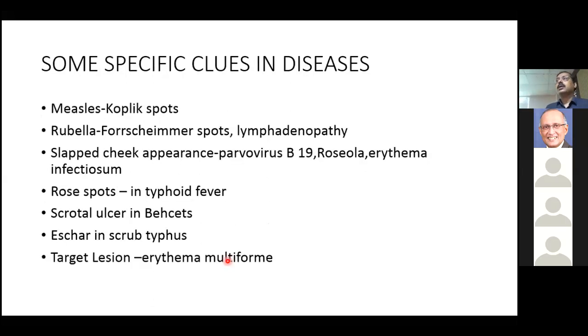Now, very often people ask, sir, can you give some clues to say that this maculopapular rash is this disease? These are some clues which are there, but most viral exanthems will present in the same way, right? Only you can say it's probably a viral or a drug exanthem, but look for these clues. If there are Koplik spots, or Forchheimer spots with lymphadenopathy, think of rubella.